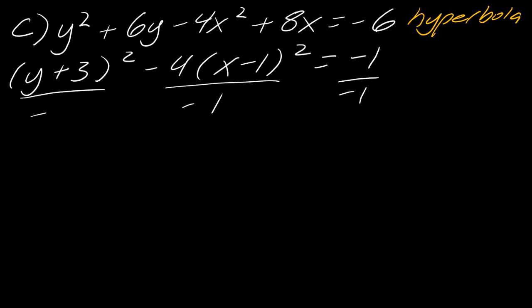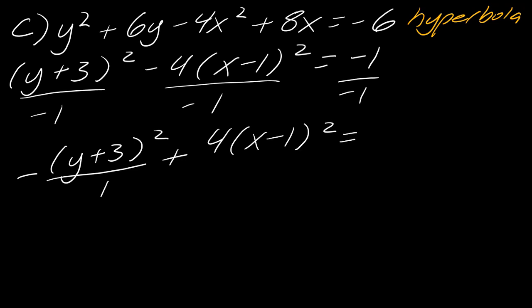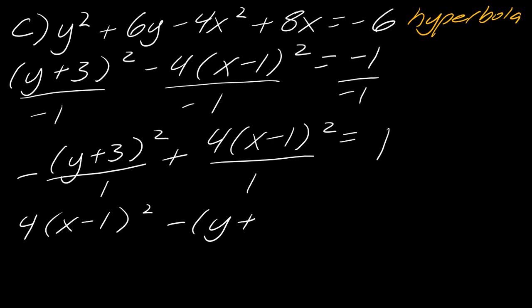I'm going to divide everything by -1 because I need this to be a 1 here. So check out what happens. Think about the signs. This becomes negative y plus 3 squared over 1. This becomes positive 4 over x minus 1 squared over 1. And then this whole thing equals 1. So this is a hyperbola. We have to mess with the equation a little to see it though. Notice now, by dividing by -1, the y became the negative. So I can rewrite this as 4 x minus 1 squared minus y plus 3 squared equals 1. And I can put these over 1.